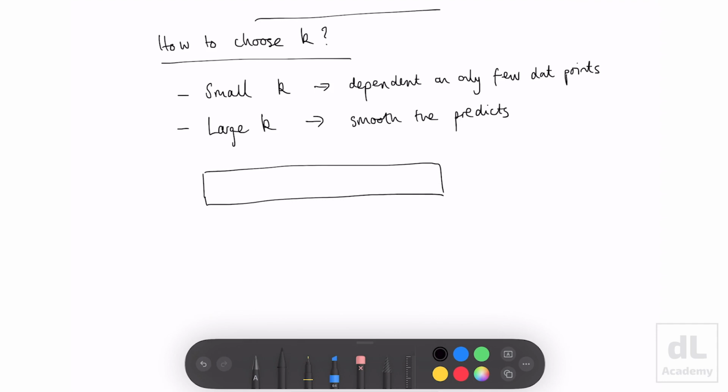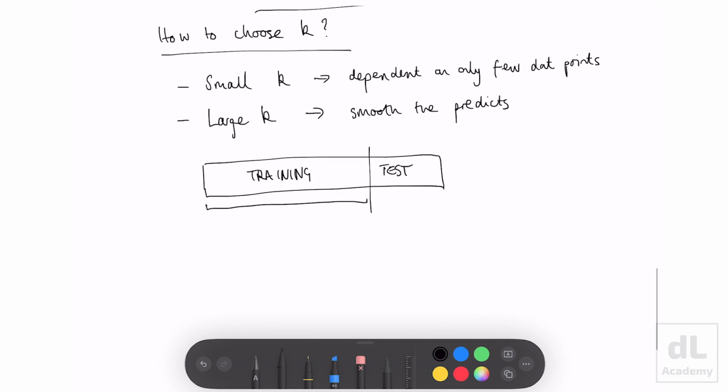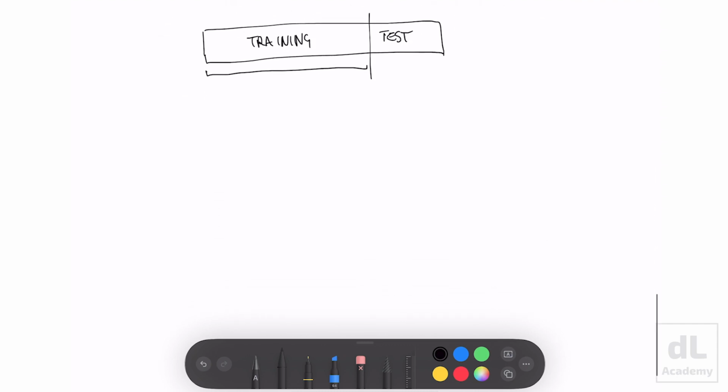imagine we've got our whole data set here. What we will do is we will keep some for training, and then we will keep some for testing. And this testing set will not be seen by the nearest neighbour algorithm at all. And then what we can do is we can try out, so what our aim is to do is to make a plot of k versus error in our testing set.